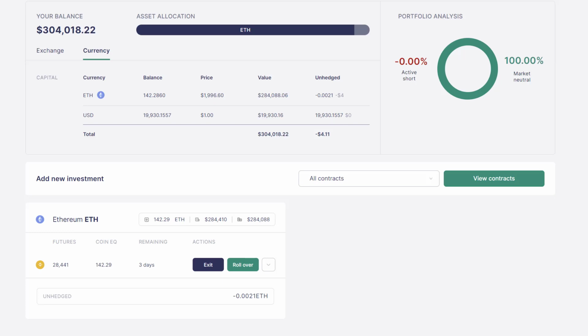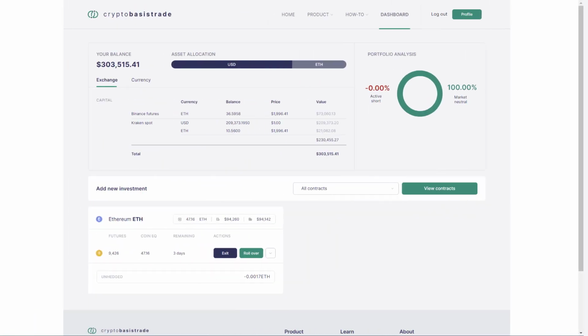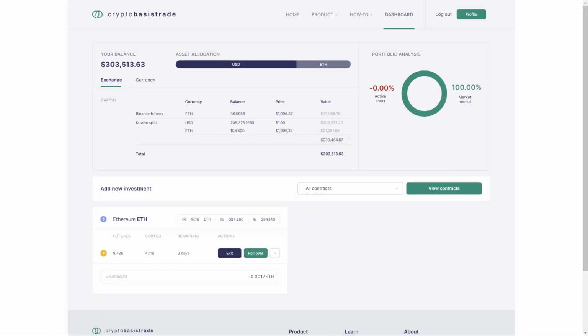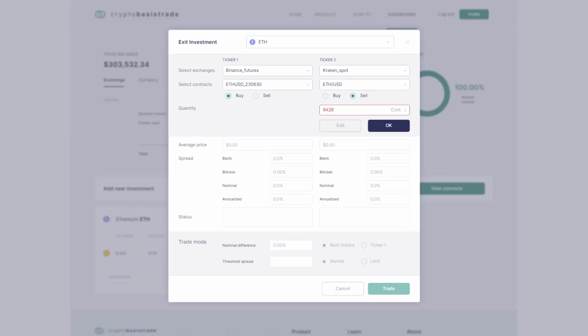We will continue to exit 2,000 contracts at a time until we have around $20,000 worth of Ether in our Kraken spot account. Here, we have 10.5 Ether left on Kraken exchange, worth about $21,000. Let's exit that as well. This time, set the amount in Ether.